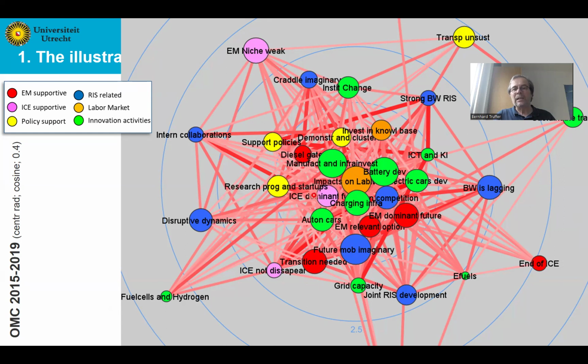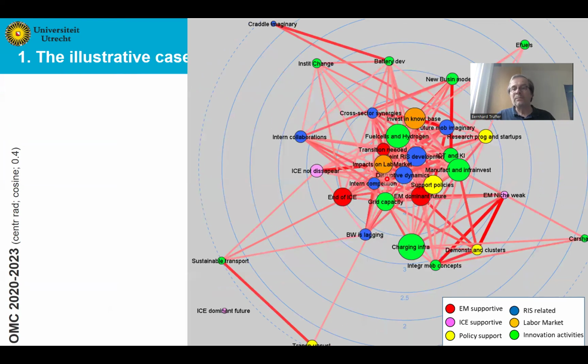There's still some talk about the ICE remaining dominant, but the other purple nodes have moved to the periphery, and the green nodes with specific activities and investments like manufacturing, infrastructure investment, and battery development have become much stronger. So if we want to summarize the second period, the experimentation, we could say, well, the regional actors endorsed an understanding of: we have to take this electromobility really seriously. We cannot deny it anymore.